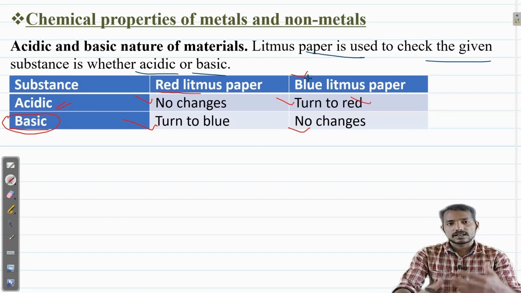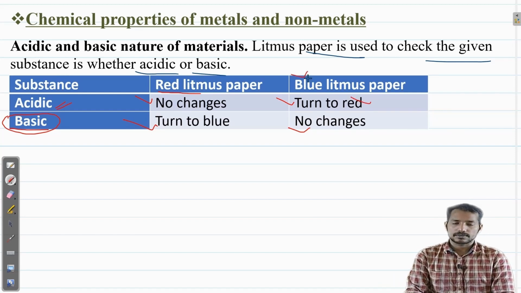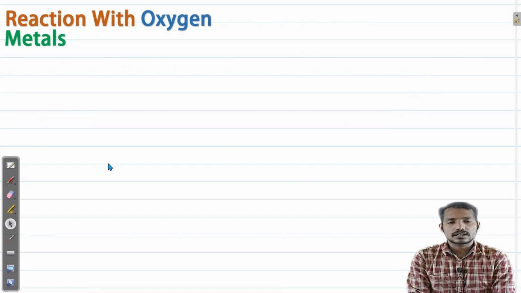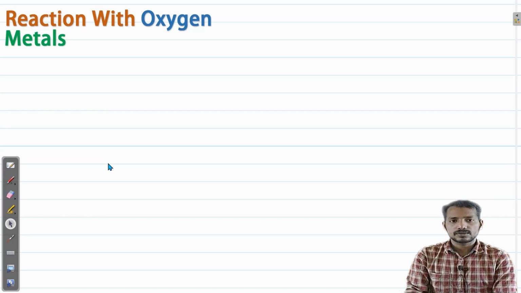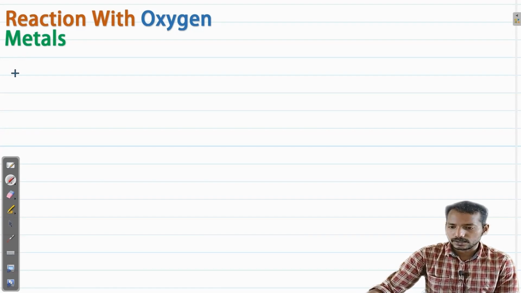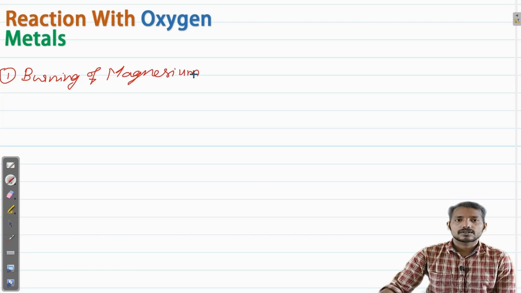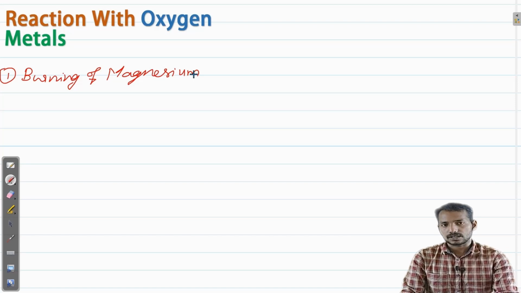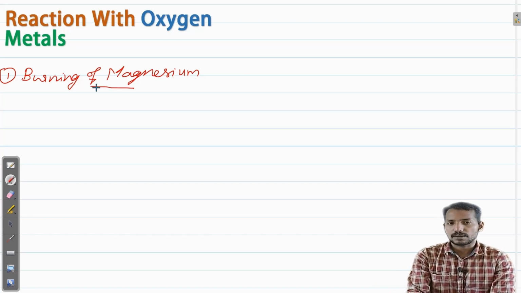Now let's discuss the reactions in detail. First we are going to discuss the reaction with oxygen in case of metals. Then we will discuss in case of non-metals. So first we are going to take the burning of magnesium. Magnesium is a metal. We already discussed this in the classification of metals. Let's see what will happen if a magnesium ribbon is burnt.